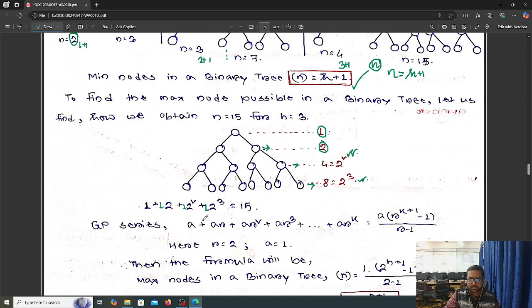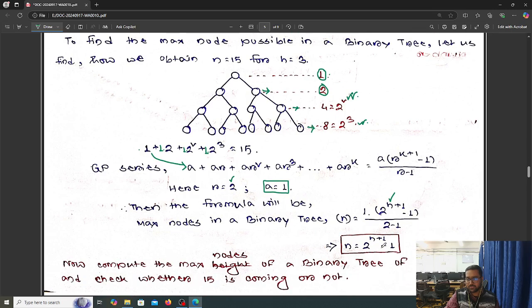Now just check what the value should be for a. A is just denoting 1, so we can make a equal to 1, and r as 2. If it is so, then how should the formula be for a binary tree? For a binary tree, the maximum number of nodes possible should be represented as 2 to the power h plus 1 minus 1 by 2 minus 1. Yes or no? So it can be rearranged as n equal to 2 to the power h plus 1 minus 1.